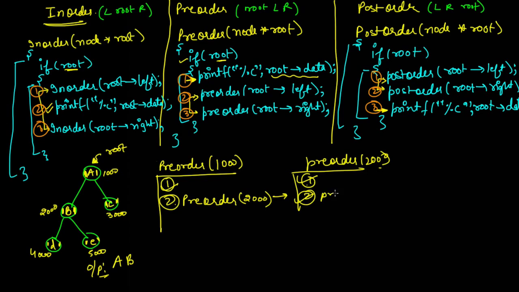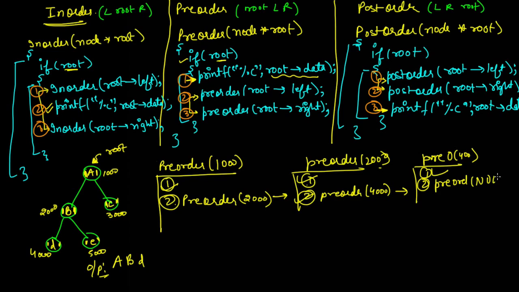Okay, and then it is going to execute line number 2, and line number 2 will be saying preorder 4000. Okay, so when we call preorder 4000, in that case line number 1 will be executed. So it is going to print the data present at the 4000 location, which is D, and then it is going to execute line number 2. In line number 2, it is going to call preorder null.